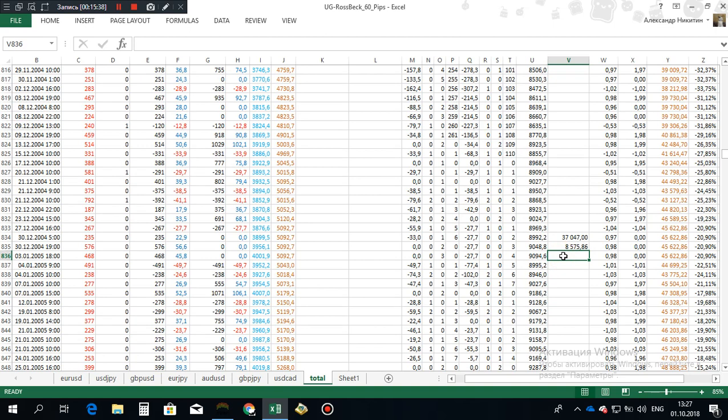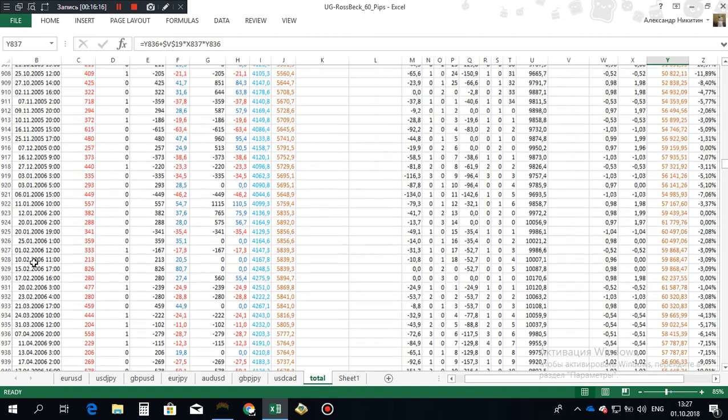Okay, so what we need to calculate is our account. So old account plus half of what we generated. Okay, this is our new account. Okay, done. And the first trade of this year should be started from our new account. Okay, done. This was 2005. Now we go to 2006.